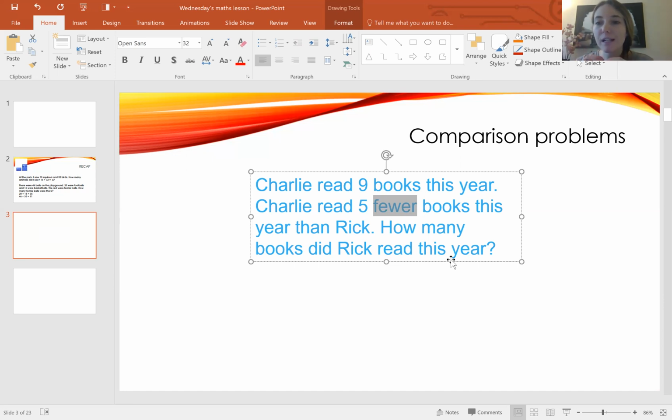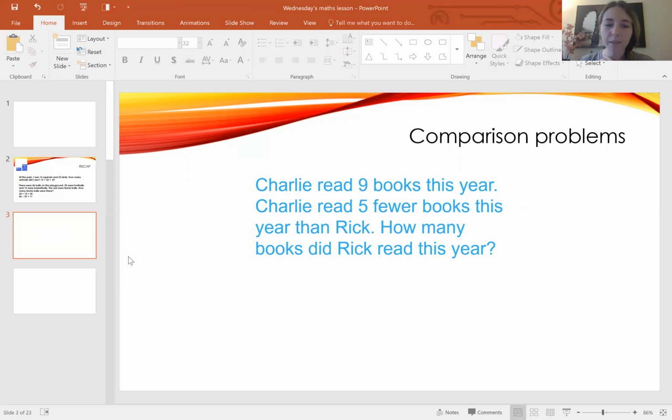So don't assume that if you see the word more, it's going to mean add. And if you see the word fewer, it's going to mean subtract. It could be, but it might not be. I'm going to show you what I mean. I'm going to take you through this problem.